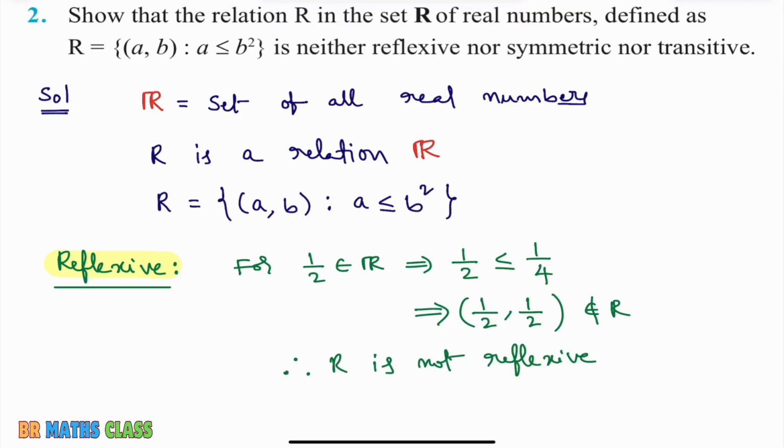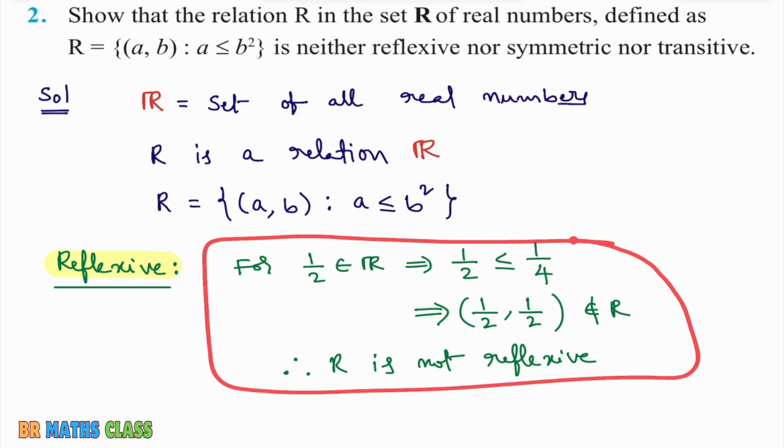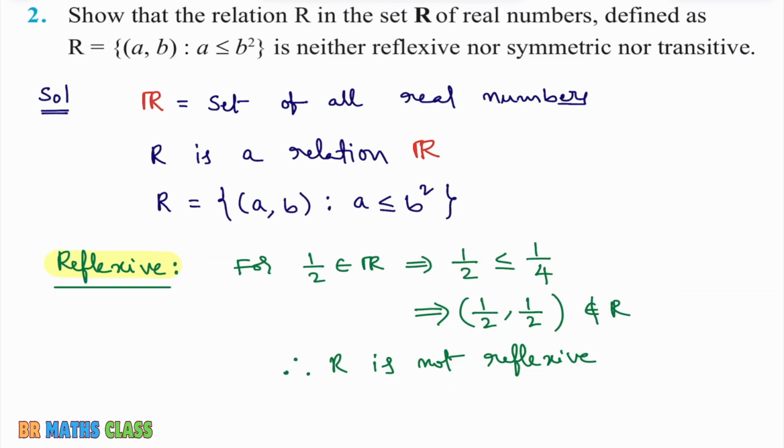See, in relations and functions, when the relation is not reflexive, not symmetric, or not transitive, writing the answer is very easy. We give a counter example like this: so and so element fails to satisfy the reflexive condition, that's why this relation is not reflexive. We'll say it like that very easily. But when it is reflexive, you cannot give an example like this.